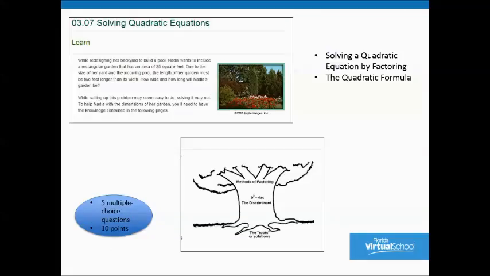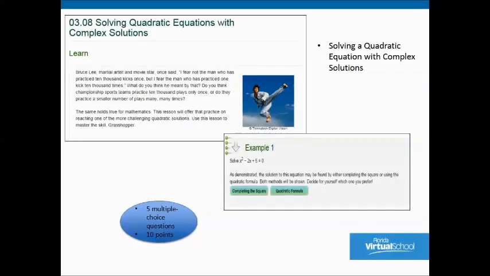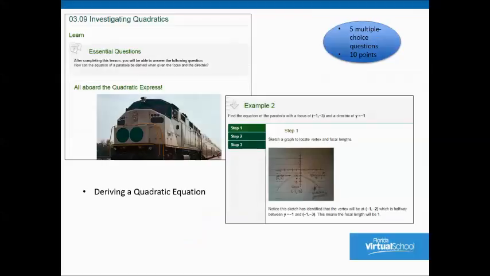Lesson 3.07 covers solving a quadratic equation by factoring and by using the quadratic formula. The assessment for this lesson is a 5-question multiple choice quiz. In Lesson 3.08, students learn about solving a quadratic equation with complex solutions. The assessment for this lesson is a 5-question multiple choice quiz. In Lesson 3.09, students use graphs to derive a formula for the quadratic equation. The assessment for the lesson is a 5-question multiple choice quiz.